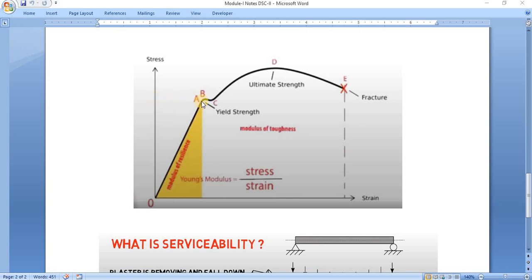But what we have observed is after certain deformation, or after certain yielding, you can see this curve. After certain yielding, the material again starts carrying a load. What that means is that in the working stress method we are not using the full strength of a material. We are using the strength of a material up to linear behavior. So that is the drawback of the working stress method.